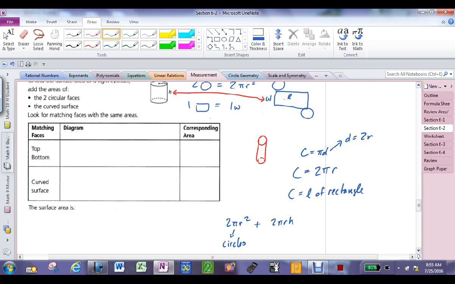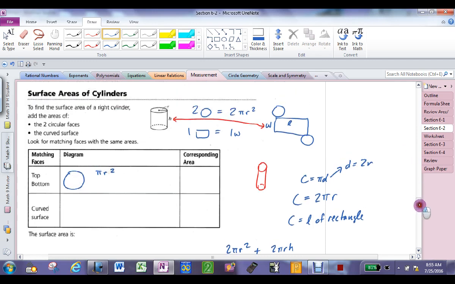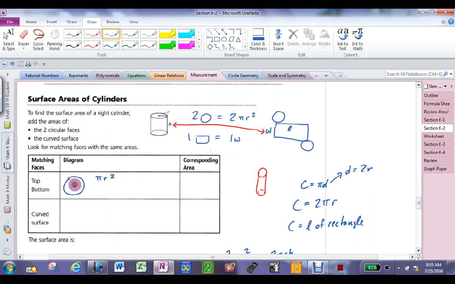Everybody with me? Difficult to punch into your calculator. We'll talk about that in a minute, but first we're going to write it down. The top and bottom are circles, yes? Which is pi r squared. What's the r? The radius. Half the distance across. Do you always know the radius? No, sometimes you're given the diameter, so what do you got to do? Divide by 2. That's on you guys, right?